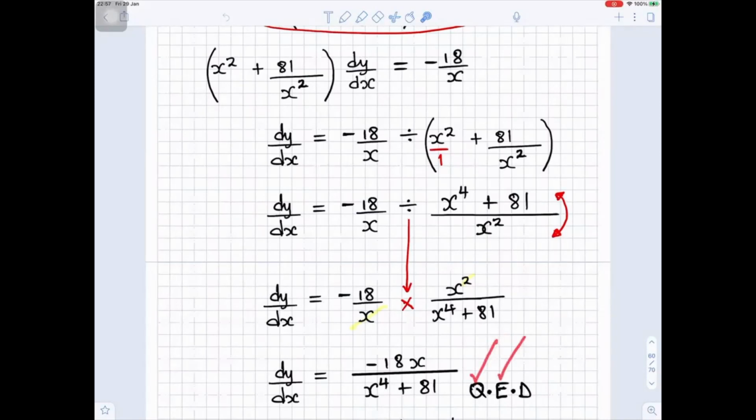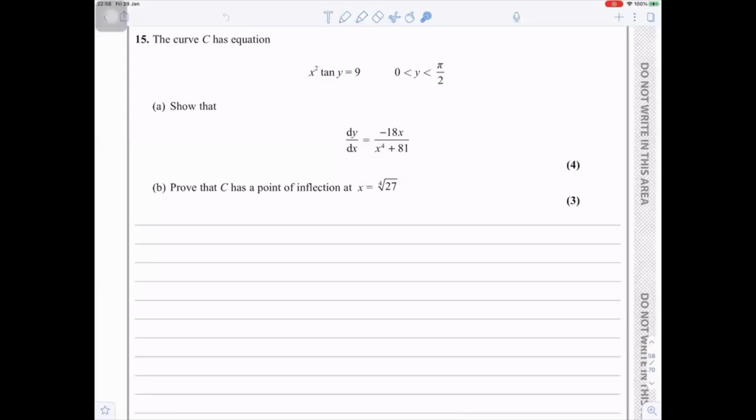Quod erat demonstrandum, which means as required to show. Question 15b. Prove that C has a point of inflection at x equals the fourth root of 27.